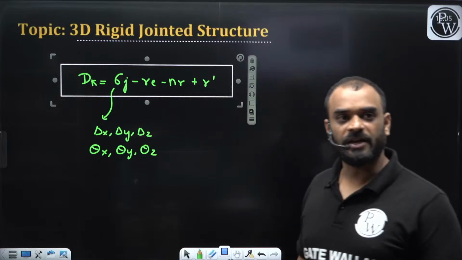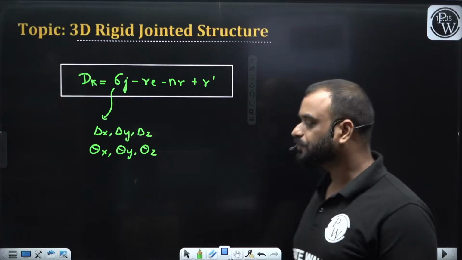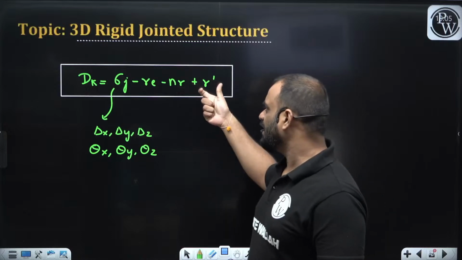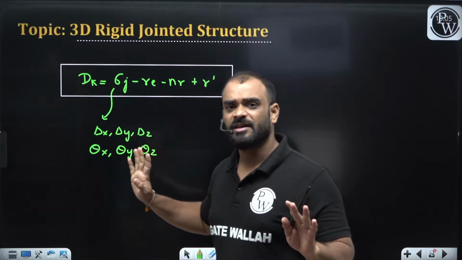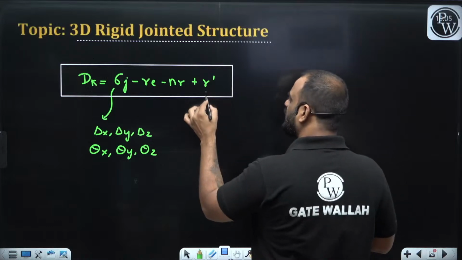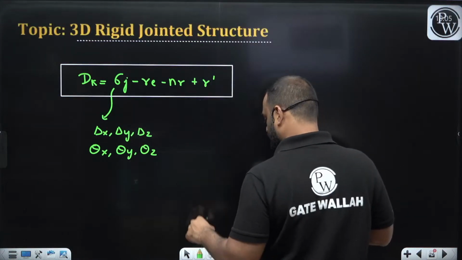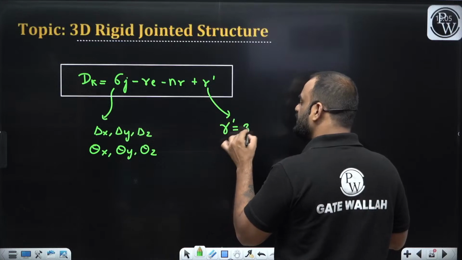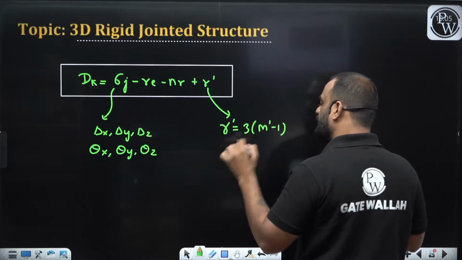Simple, and I hope you are able to understand this. The remaining terms, NR and R', remain the same, guys, as we discussed in the case of 2D. But you know that in the case of 3D we have one condition, which is the reaction release. In this case, the reaction release formula is 3 into m' minus 1. Simple.